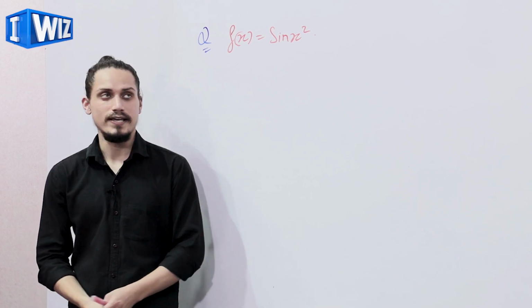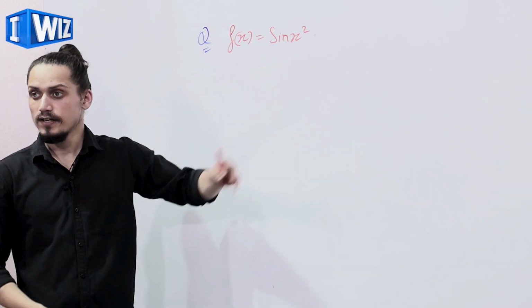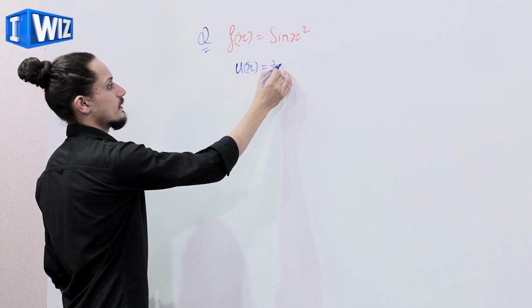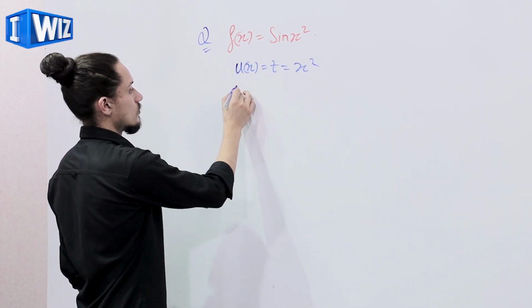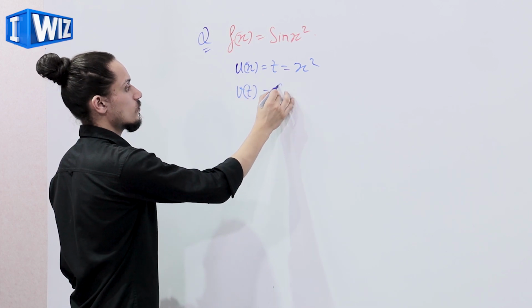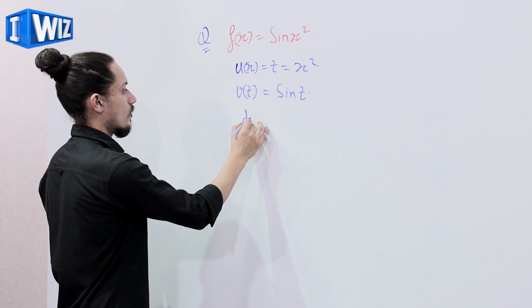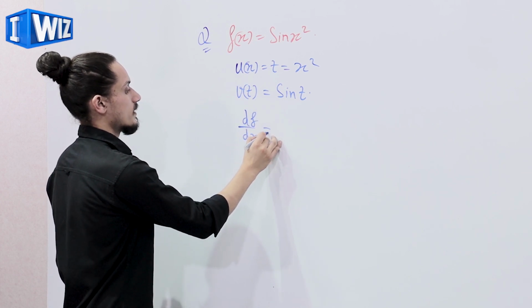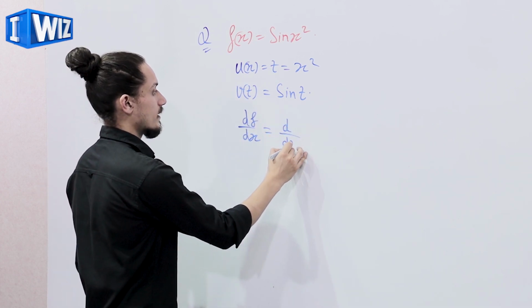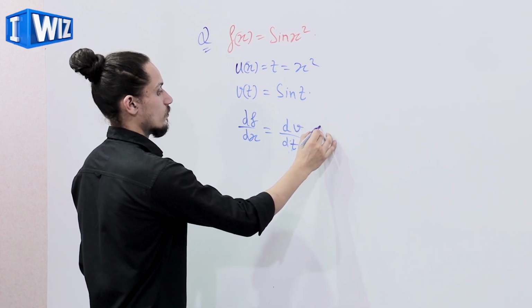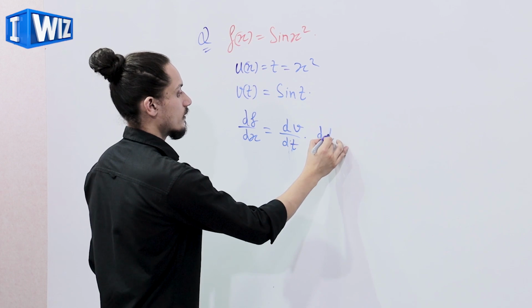Now next example is f of x is equal to sin x square. It is a composite function where u of x is equal to t is equal to x square. So v of t is equal to sin t. Now using the chain rule, derivative of f with respect to x is equal to d by dt of v into d by dx of t.